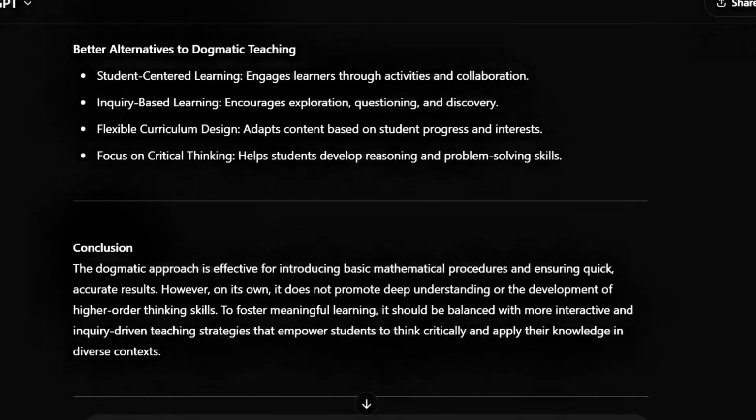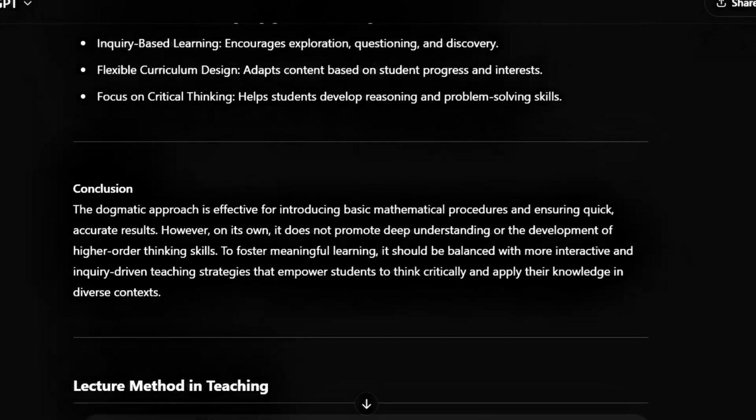Better alternatives to dogmatic teaching. Student-centered learning. Engages learners through activities and collaboration. Inquiry-based learning. Encourages exploration, questioning, and discovery. Flexible curriculum design. Adapts content based on student progress and interests. Focus on critical thinking. Helps students develop reasoning and problem-solving skills.